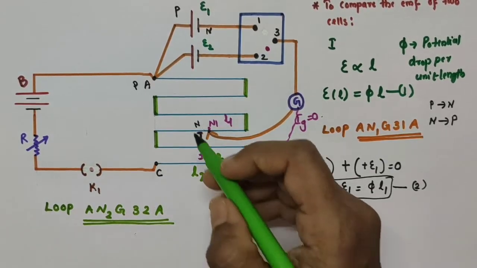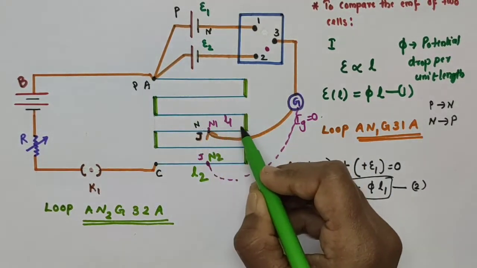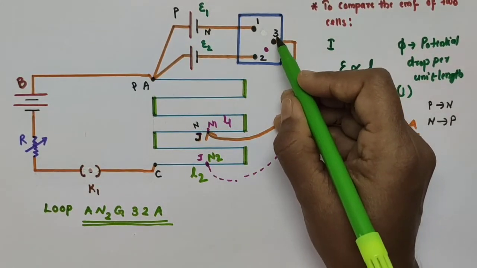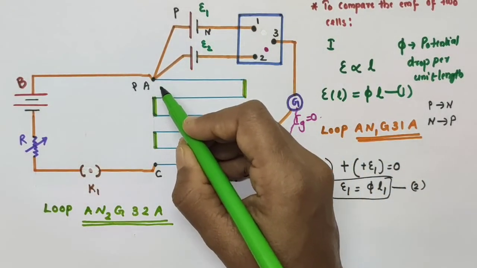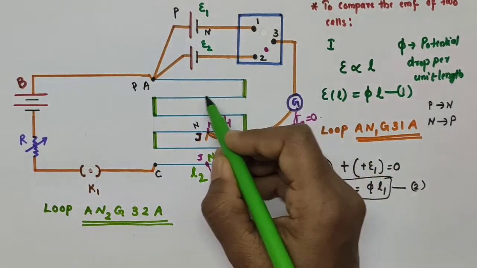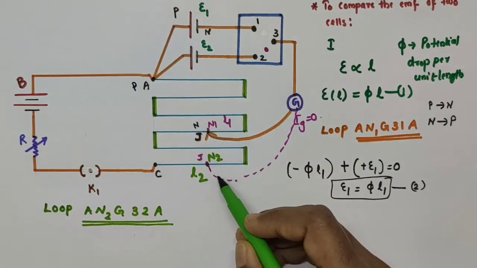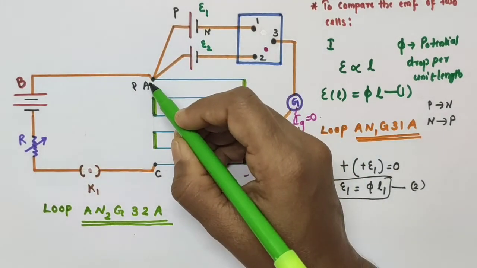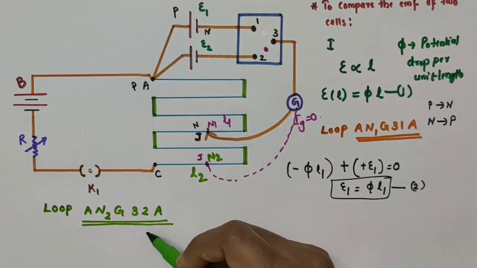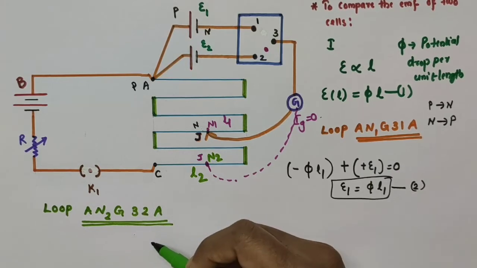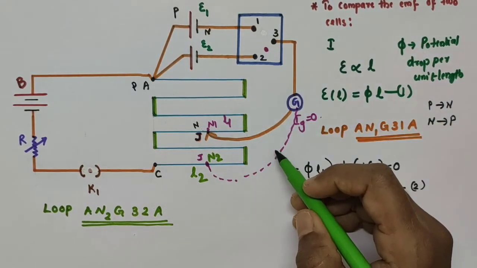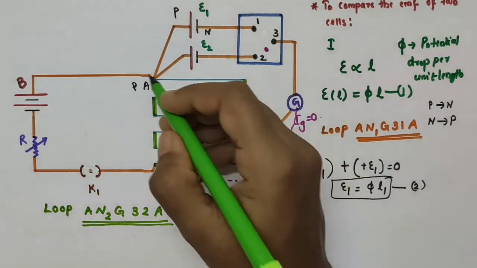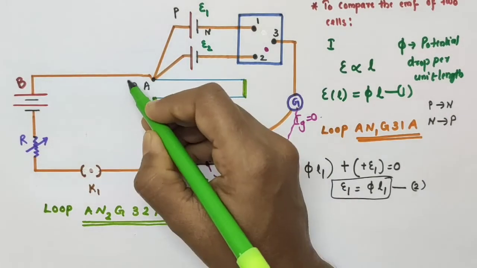Now let us consider this loop. A, I'm coming like this, I'm reaching this point N2. So A, N2, G, 3, 2, A. I'm considering this loop. I'm starting from A, then I'm coming to this point N2, then I'm going like this G, then 3, 2, then through this cell I'm coming back to this point A. So I'm considering this loop and I'm going to apply Kirchhoff's loop rule here. So just like we discussed, let us assume that the current flows from A to this point N2. That current flows from here to here. So this will be the higher potential region.